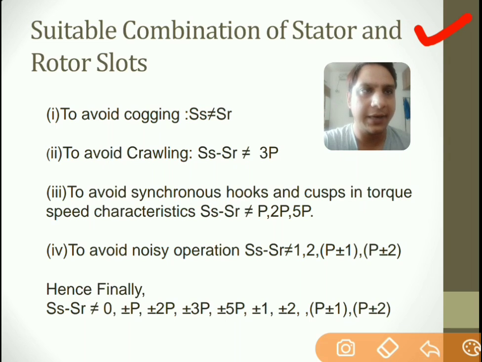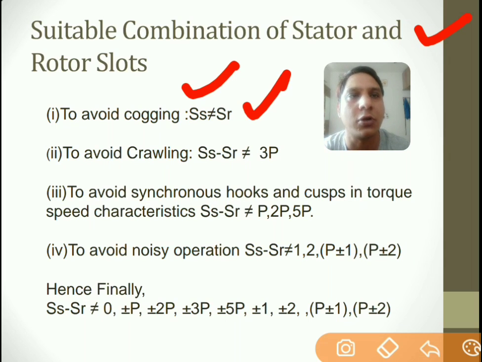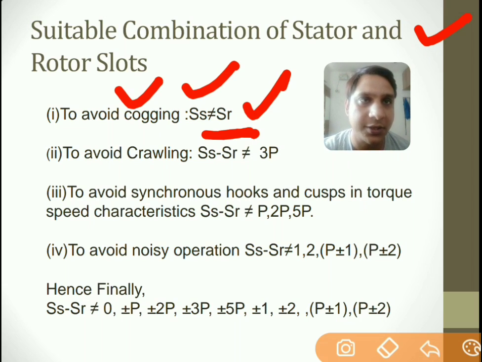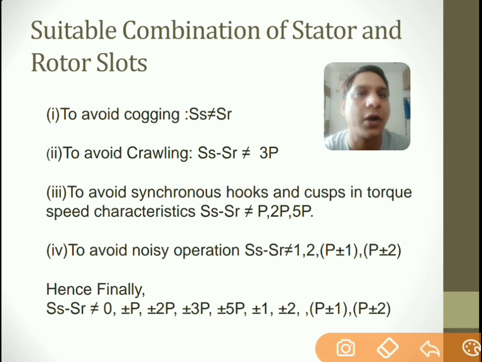So when we are designing a motor, we know rotor and stator are the main parts of an induction motor. When designing the slots, we need to consider whether rotor and stator slots are equal in number. Here, SS stands for number of stator slots, while SR stands for number of rotor slots. If they are equal, then a phenomenon called cogging happens. We are going to see in detail what cogging means in this discussion. But here what we need to understand is, if we want to avoid cogging, then SS should not be equal to SR, the number of stator slots should not be equal to the number of rotor slots.